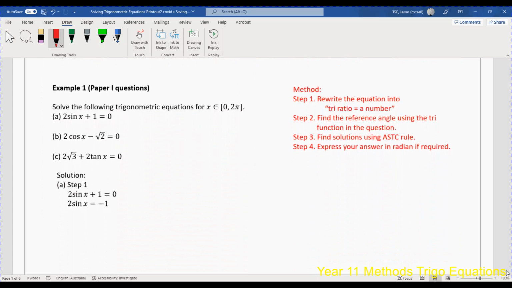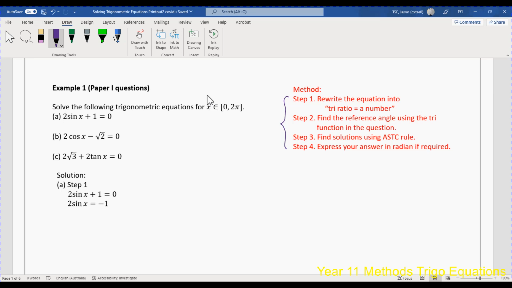Let's move on to example 1. First, I'm going to demonstrate some paper 1 questions. In paper 1 questions, you can't rely on your calculator. So you need to be pretty good at drawing those special triangles and getting the length of sides. And you don't want to forget there are 4 steps for you to find the solutions. Let's try to do it step by step.